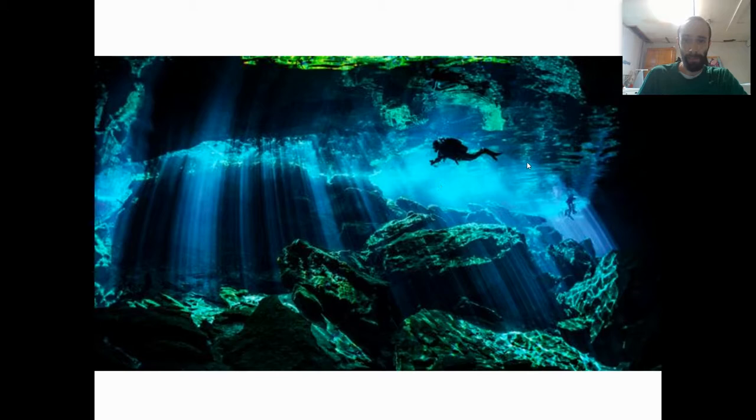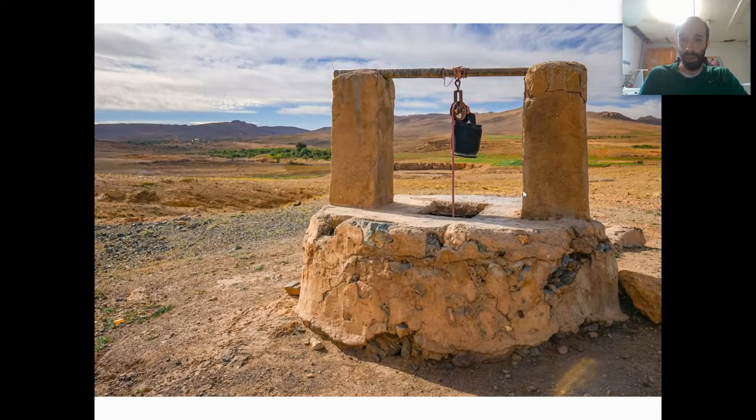Now, we have been pulling water out of the ground for a very long time, and ancient wells you can find pretty much all over the world. This is probably an image in your mind of what a well is. And that's definitely true. This is a well. What did they do to make this well?